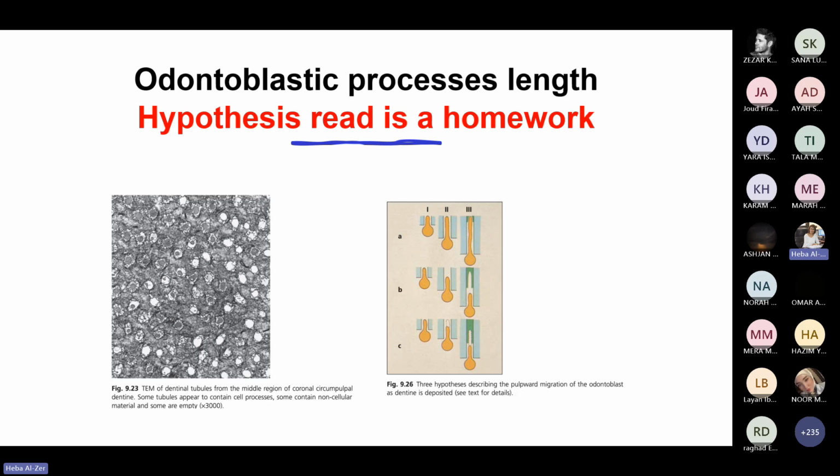If we take a cross section of the tubules, sometimes we see, like here, empty tubules because the processes didn't actually reach this area. And sometimes we can see here the odontoblastic processes inside the tubules.